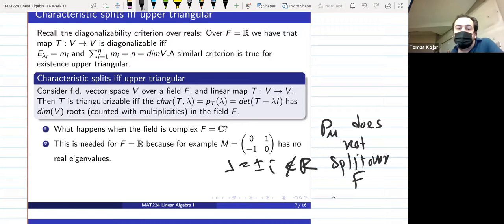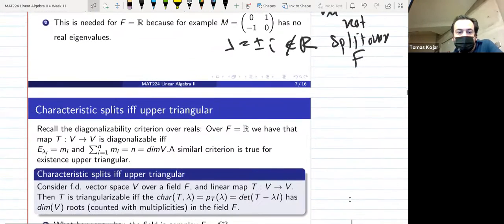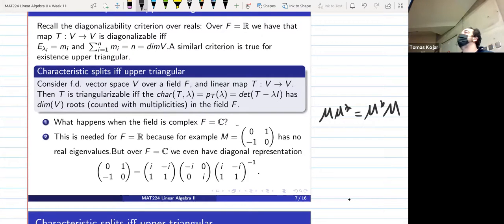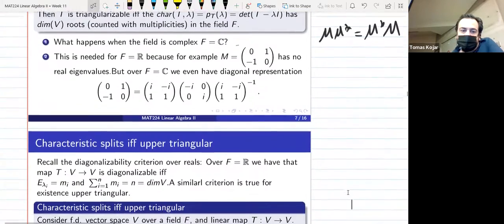But over C you can have a diagonal representation. So this is what we proved, the spectral theorem, because I did this last week. M star M equals M M star. It's a normal operator. If you apply it twice, you get the identity, because it's the rotation by pi over 2, and then you rotate back.